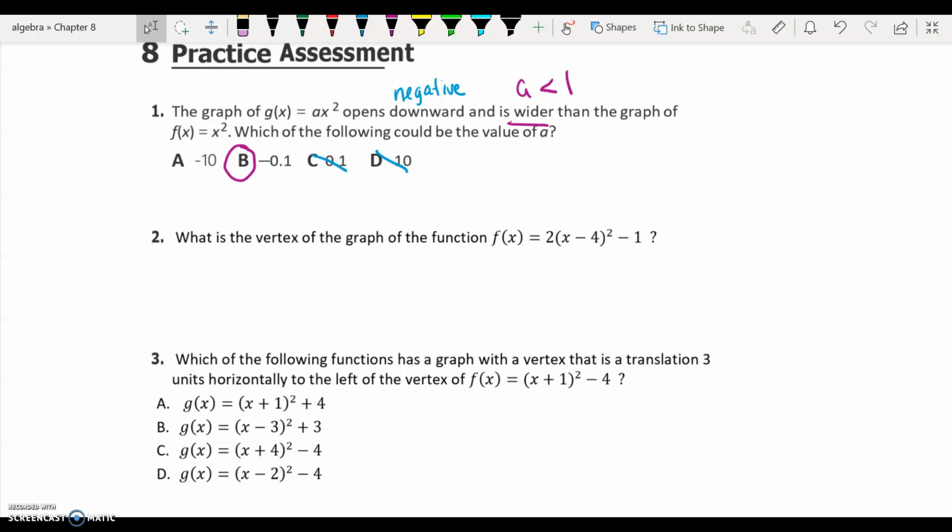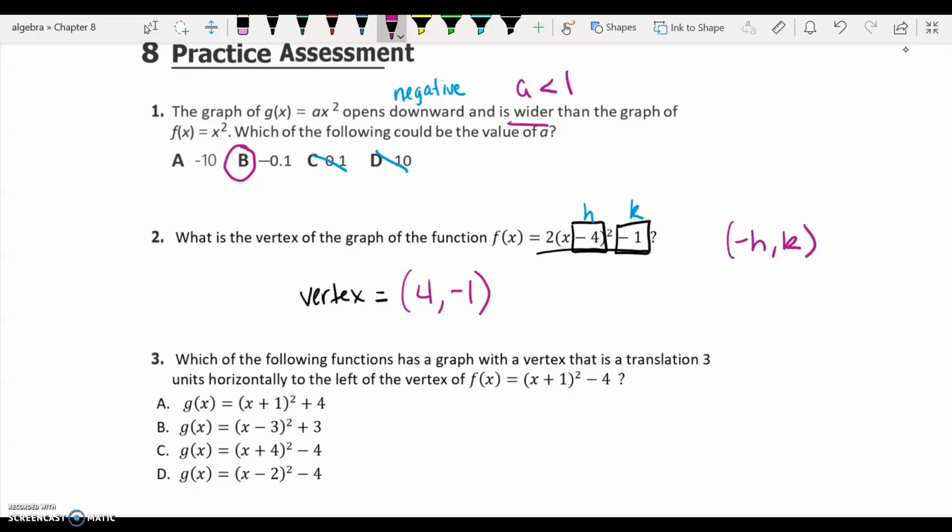This one says, what is the vertex of the graph of the function? I'm going to give you this function, and then I want you to tell me the vertex. Well, do not forget, if it's in vertex form, I'm going to take this number right here and this number. Remember, this is your h, this is your k. The h we use the opposite sign of. So my x is a positive 4, and my y is a negative 1. I like writing my vertex like this if it's in vertex form, and that's what I'd want to see.